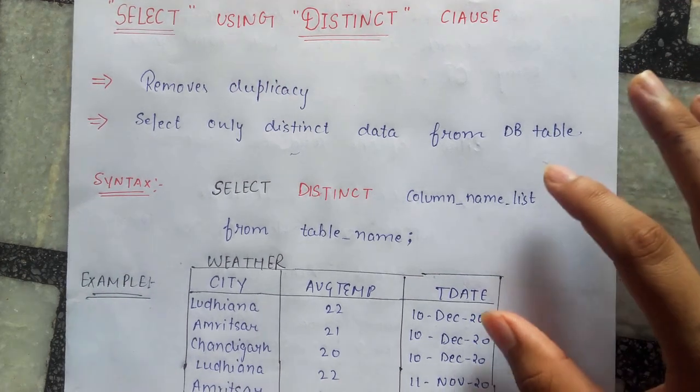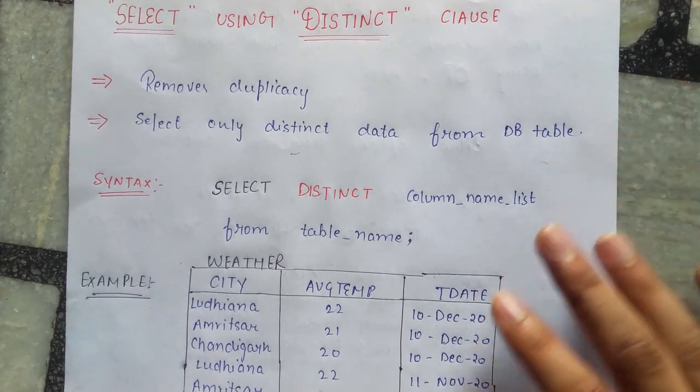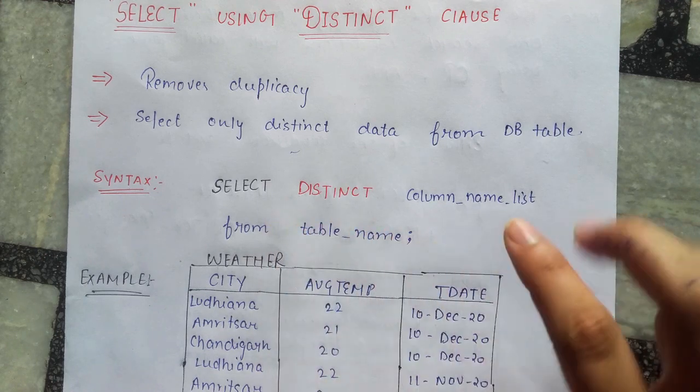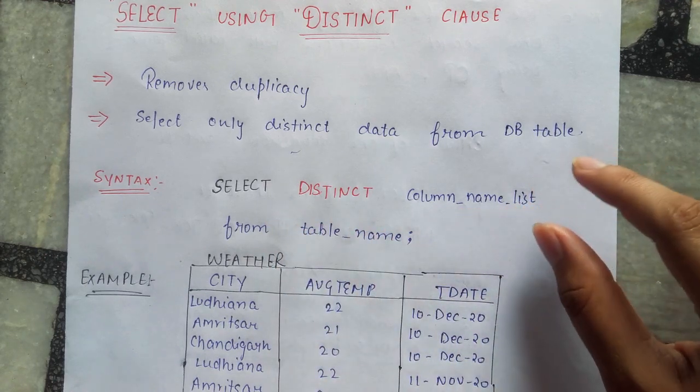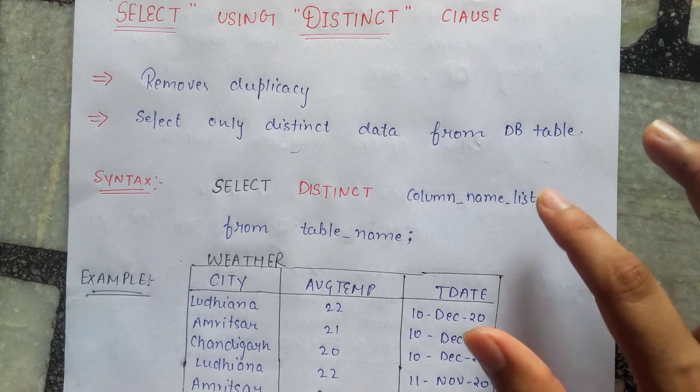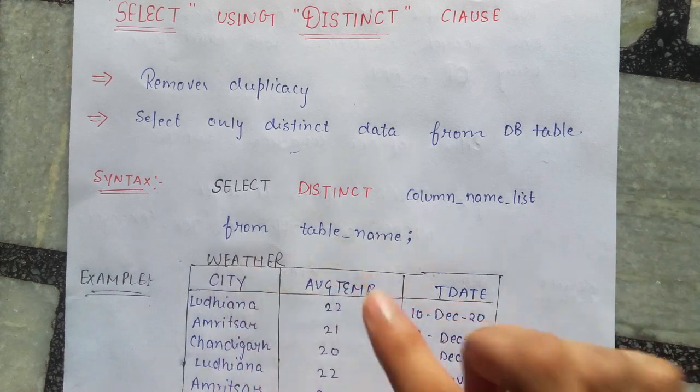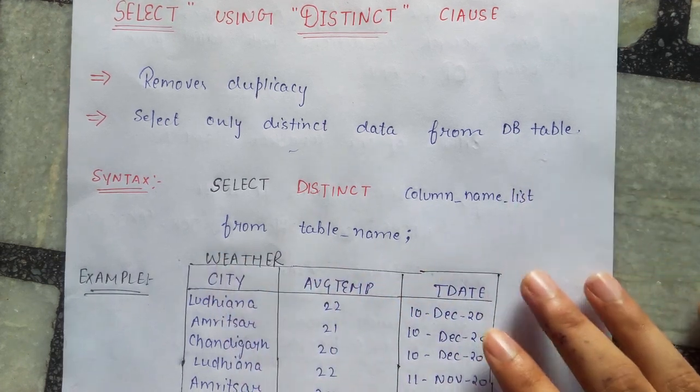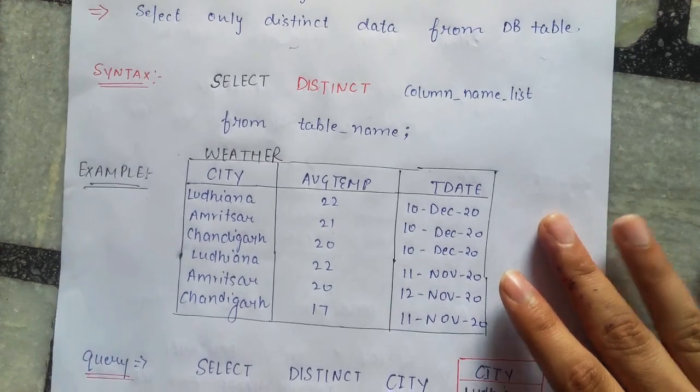This is the syntax for the DISTINCT command: SELECT DISTINCT, then the column name list, all the columns that we want to select, FROM the table name, whatever table we are using. Let us understand this with the help of an example.